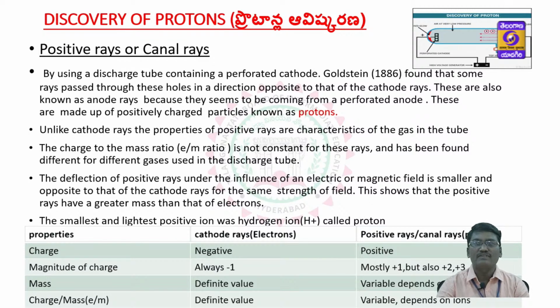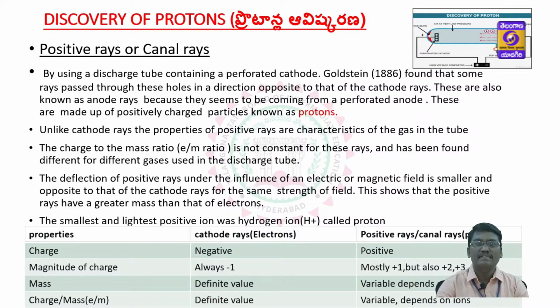The deflection of the positive rays under the influence of an electric or magnetic field is smaller and opposite to the direction of the cathode rays, for the same strength of field. So here the anode rays move slowly, but in the opposite direction to the cathode rays, for the same strength.